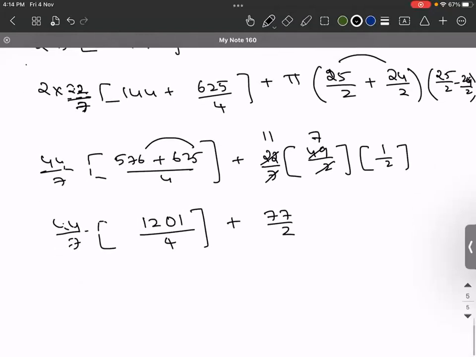Plus 77 by 2. So 1201, is it divisible by 7? I don't think so. It is divisible by 11. So here it will get cancelled 11 times. So 11 by 7 into 1201 plus 77 by 2. You can take LCM and then solve it.